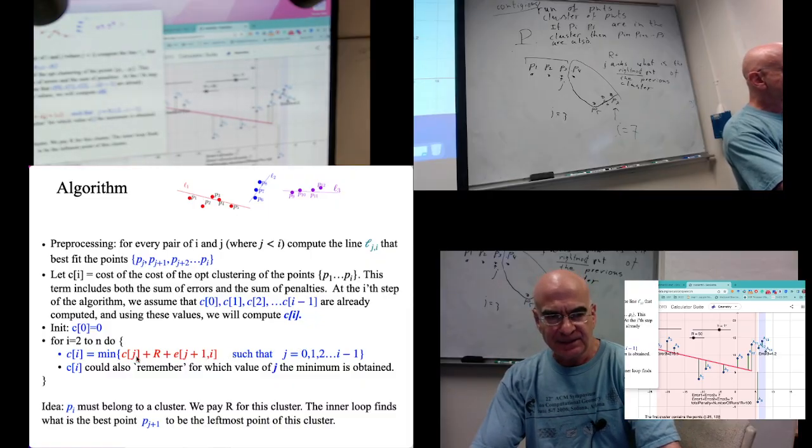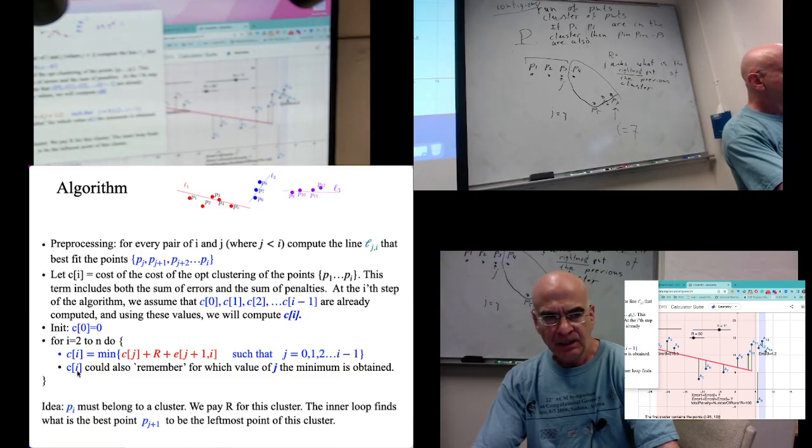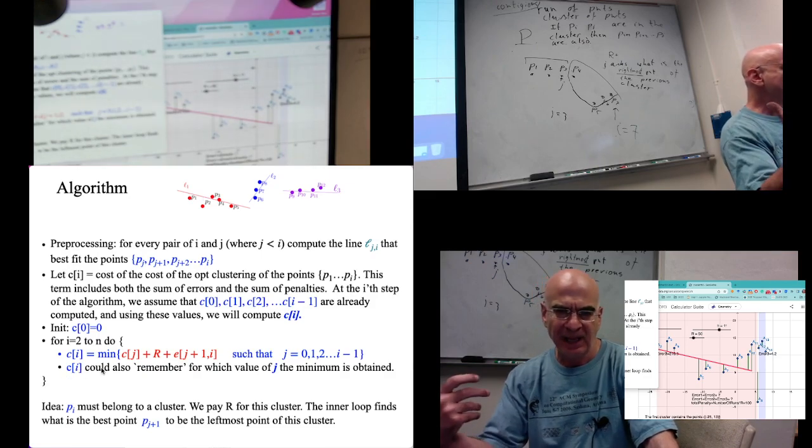It's as simple as that. So Ci is nothing but the minimum of this expression when I check all possible j's. And now I know what Ci is, so I can move to Ci plus 1. In addition, Ci also remembers the pi value along the way.